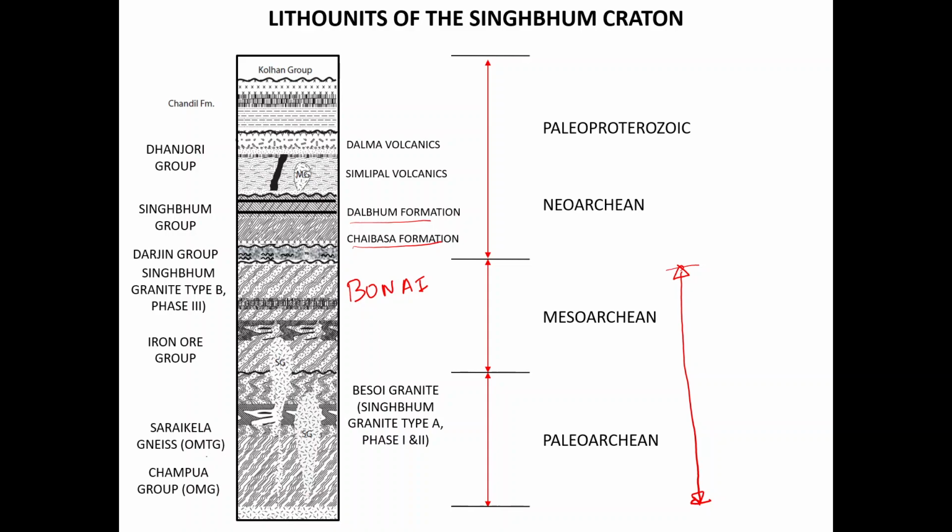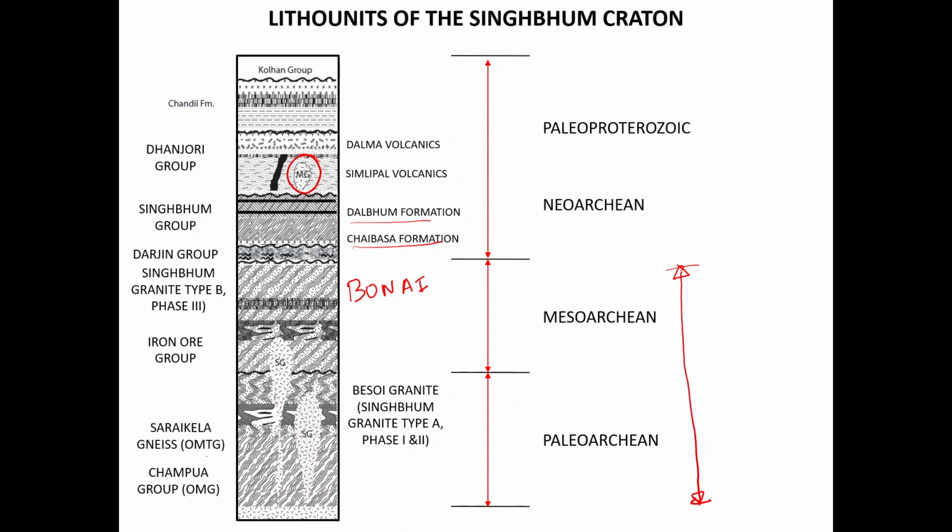Now it has the Dalma Volcanics, which is conformably overlying the Dalbum Formation, while Simlipal Basin in this region is relatively undeformed and lies in the eastern part of Singhbhum Craton. The volcano-sedimentary sequences sit unconformably on top of the iron ore group and Singhbhum granite type B, and it is also intruded by the Mayurbhanj granite and gabbro. This is the Mayurbhanj granite.